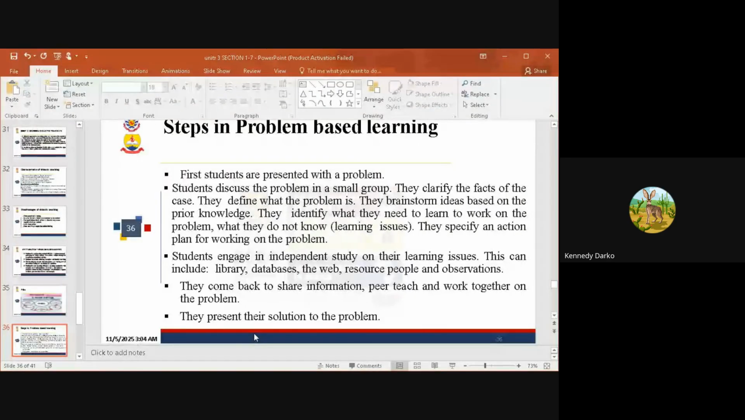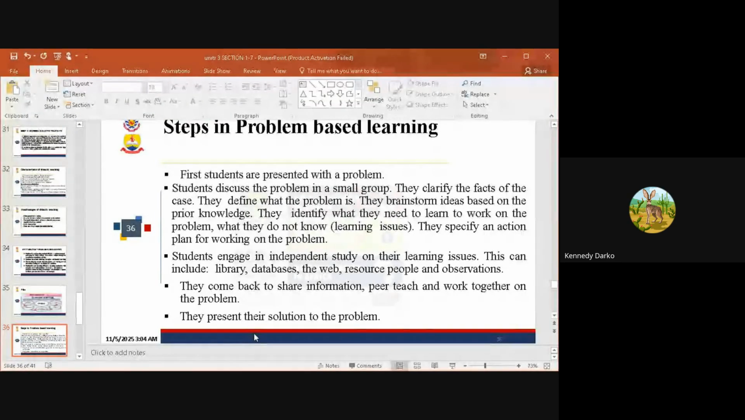Steps in problem-based learning. First, students are presented with a problem. When they are presented with a problem, what follows? Students discuss the problem in small groups. They clarify the facts of the case. Then they define what the problem is about. They also brainstorm ideas based on prior knowledge, whatever they've learned, they imbibe it and bring it in. They identify what they need to learn to work on the problem.